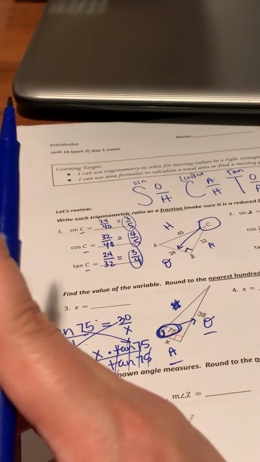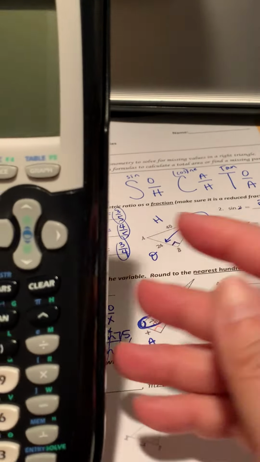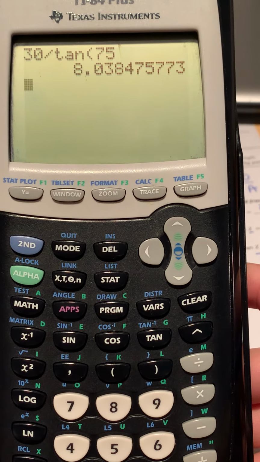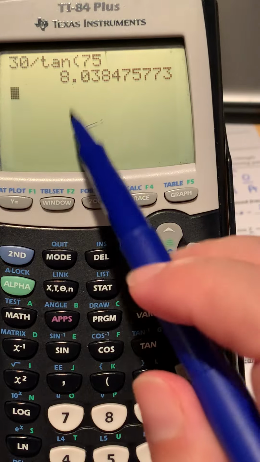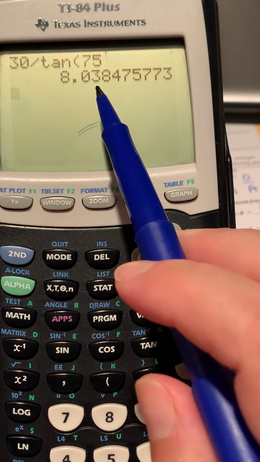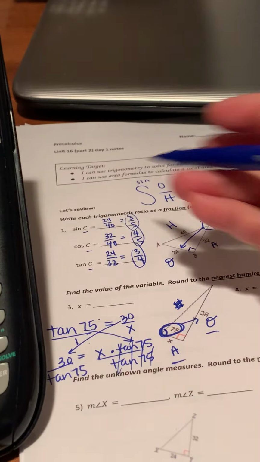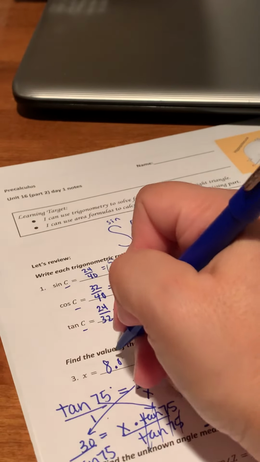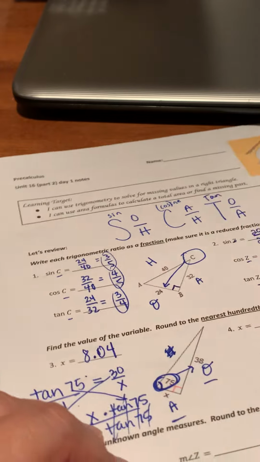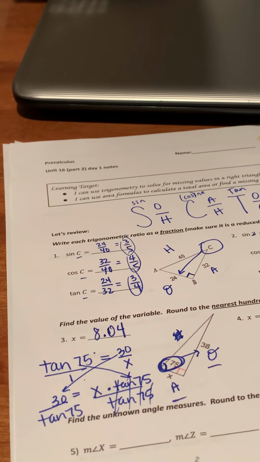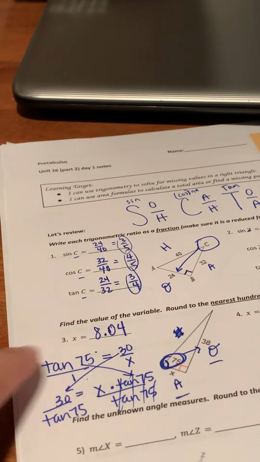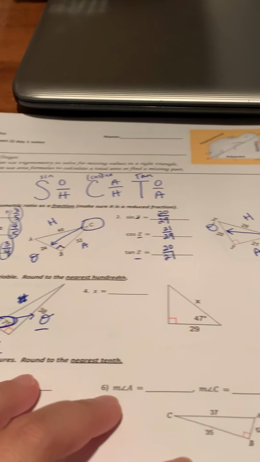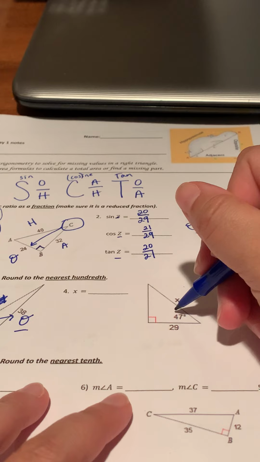All right, so we're gonna round to the nearest hundredth on here. So 2 decimal places. So 38 divided by tan 75 is 8.0. Make the 3 become a 4. 8.04. There we go. Okay, if you think you're good, try again and just double check with here.